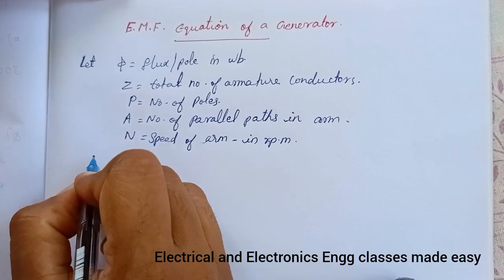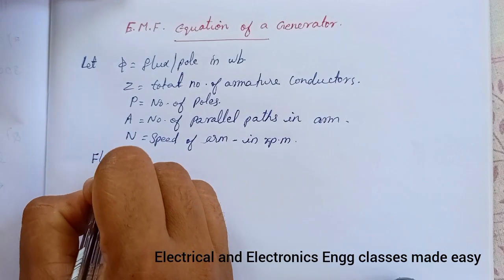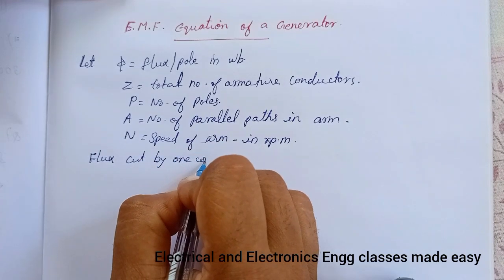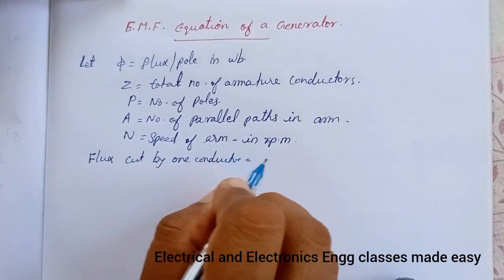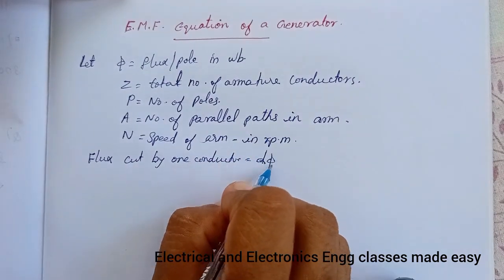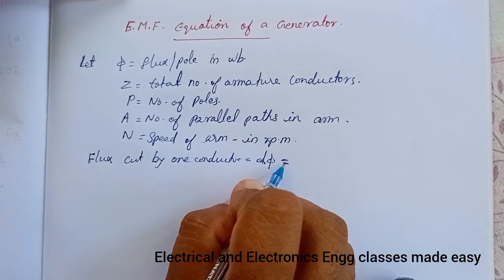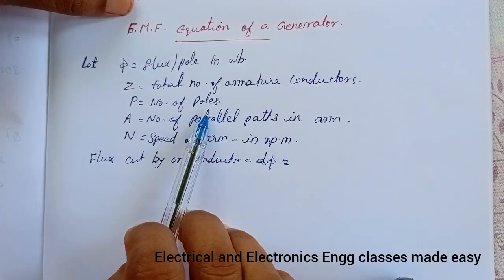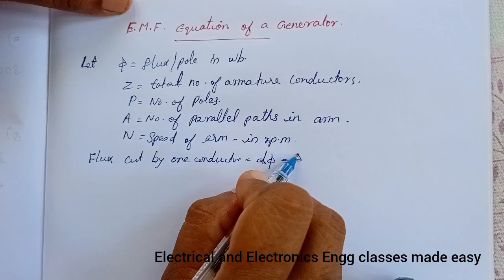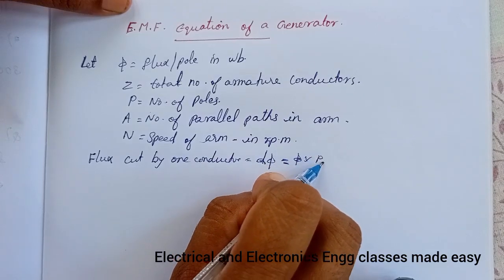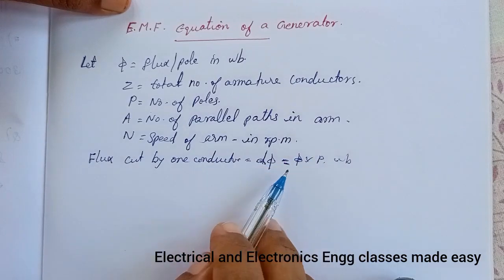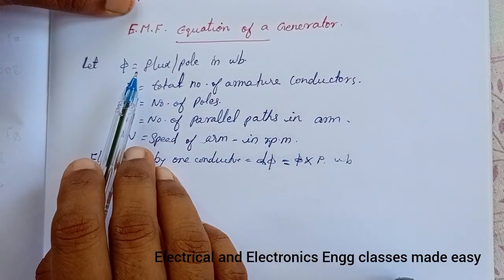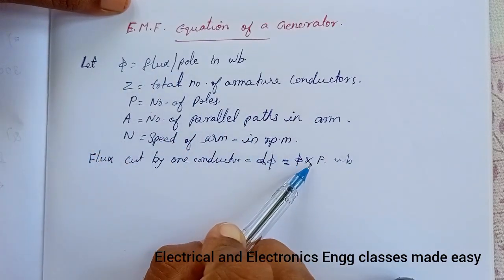Then by Faraday's laws of electromagnetic induction, the flux cut by one conductor is equal to d phi, and that is equal to the flux per pole into number of poles, that is phi into P Weber. So the flux cut by one conductor is phi into P.